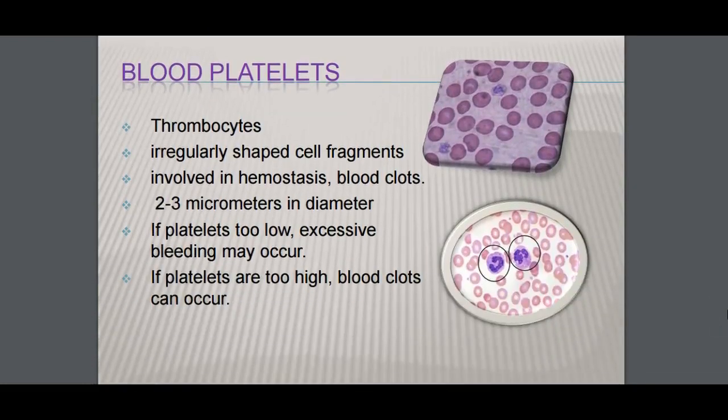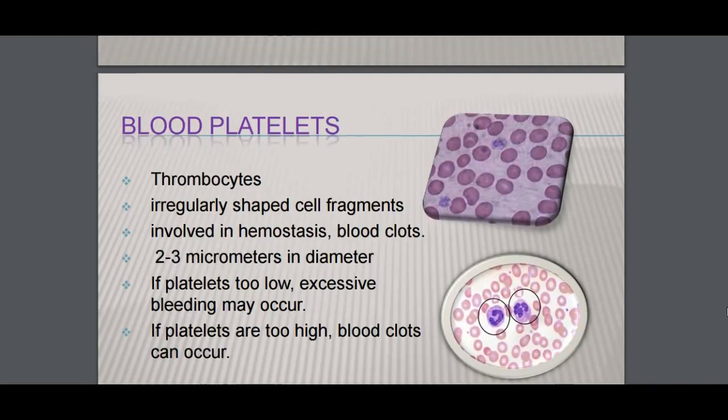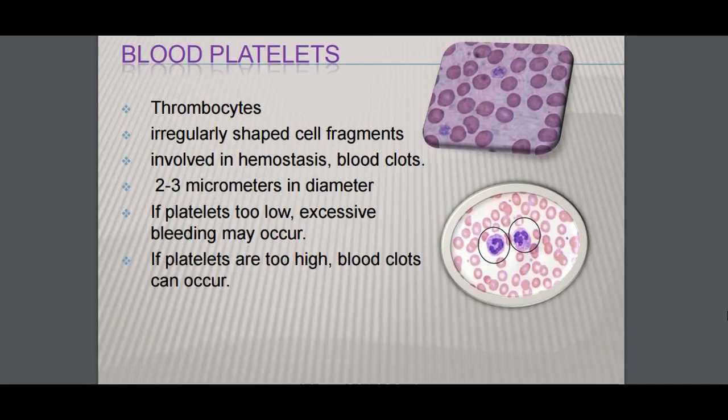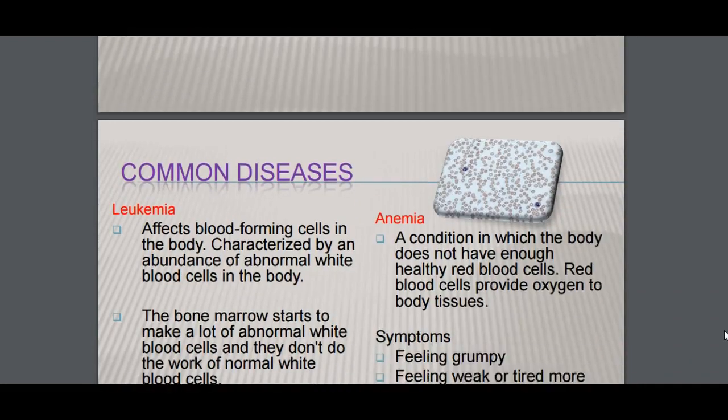The blood platelets are thrombocytes, irregularly shaped cell fragments involved in hemostasis and blood clots, and 2 to 3 micrometers in diameter. If platelets are too low, excessive bleeding may occur. If platelets are too high, blood clots can occur.